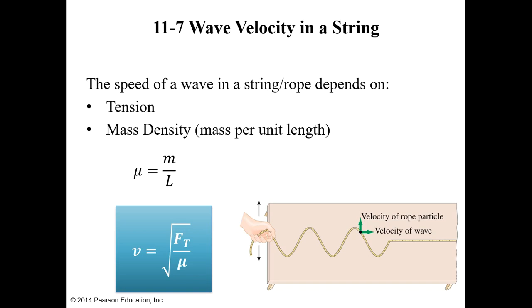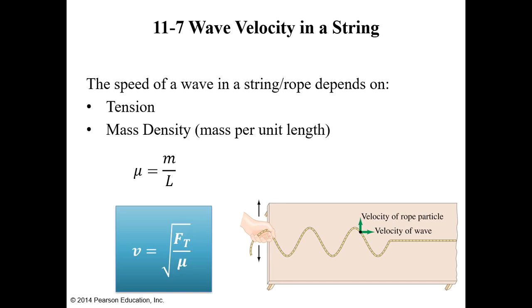Now, how do we find the wave velocity for a transverse wave? We're looking specifically at a string because that's one of the easiest methods to show a transverse wave. The speed of a transverse wave, but specifically here in the string or rope, depends on two things. It depends on the tension of the string, and it also depends on the mass density. The mass density would be the mass per unit length.